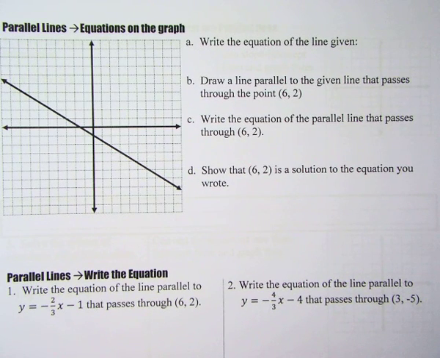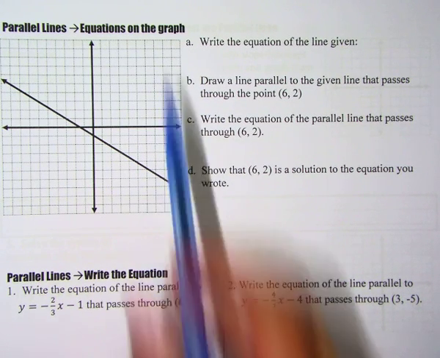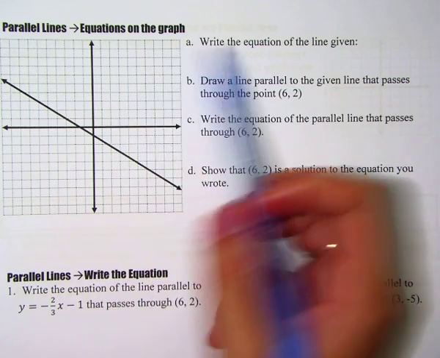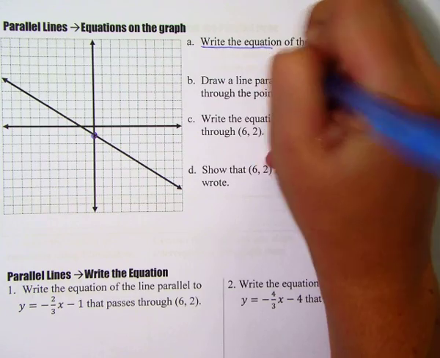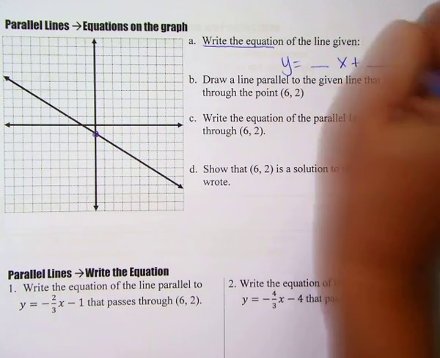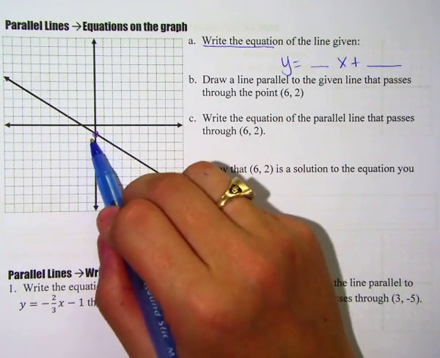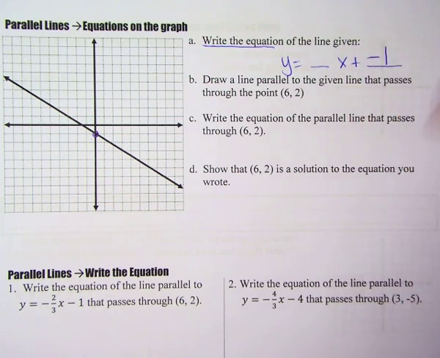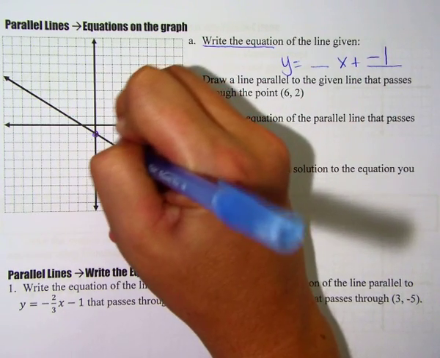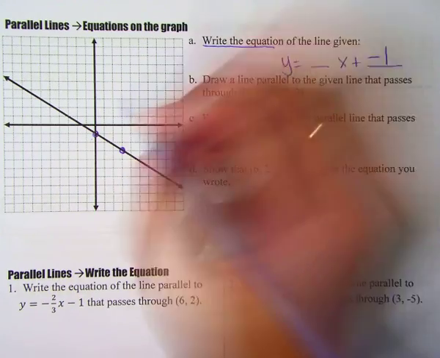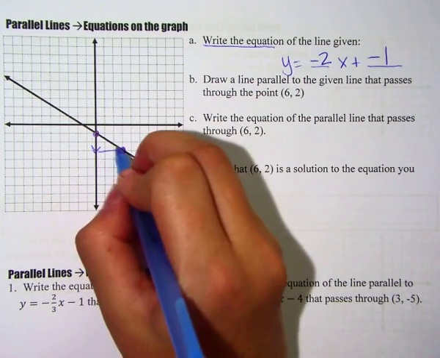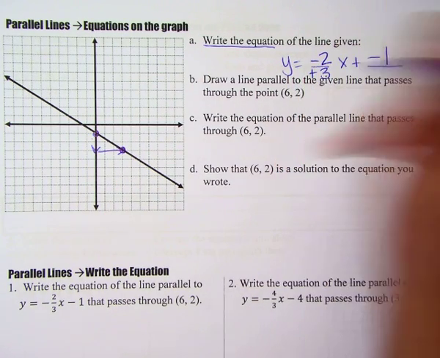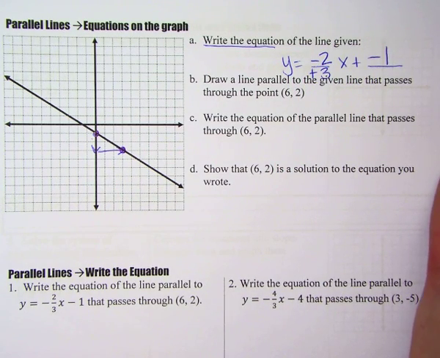Okay. We're going to go through a little process where we're just writing equations on the graph. So let's first write the equation of this line. Write the equation, write the skeleton. The y-intercept is negative 1. The slope, I need to find another point, maybe here. I'm going to rise negative 2, and then I'm going to run positive 3. So the equation of this line is negative 2/3 x minus 1.